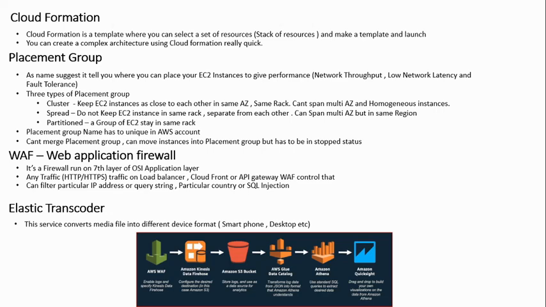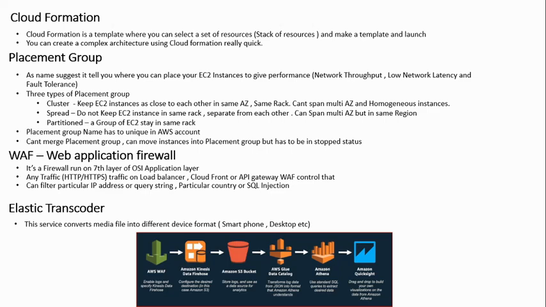Placement group, it works for your EC2 instances. As the name suggests, a placement group tells you how you are going to place your EC2 instances, right? For example, whether you want to keep all the EC2 instances in the same rack. Definitely the same rack means the same availability zone. So that's called your cluster.